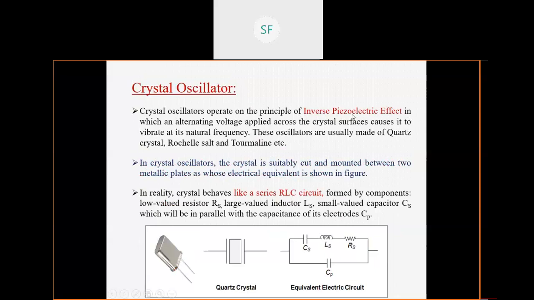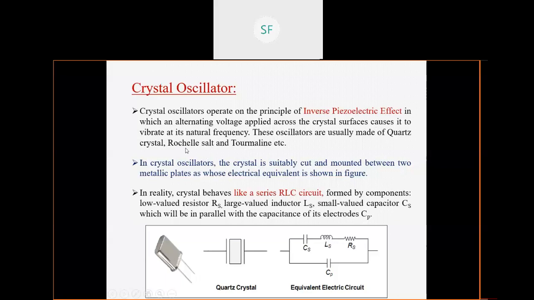The principle of inverse piezoelectric effect, in which an alternating voltage is applied across the crystal surface, causes it to vibrate at its natural frequency. These oscillators are usually made of quartz crystal, Rochelle salt, and tourmaline. Out of these three, this is just for your information: quartz, Rochelle salt, and tourmaline.